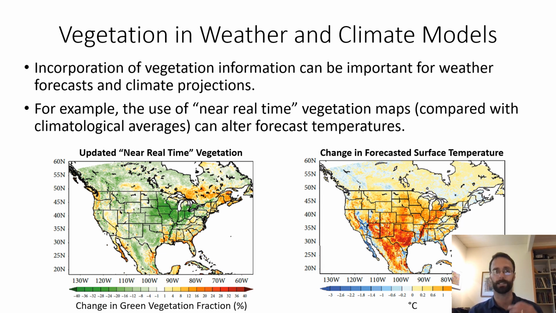So that may be because of transpiration. It may also be because of changes in reflective properties of radiation due to the vegetation. But it really highlights just how important vegetation and updating the vegetation data sets that we have can be for accurate weather forecasts.